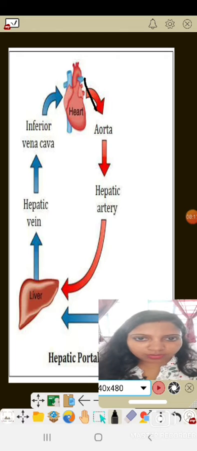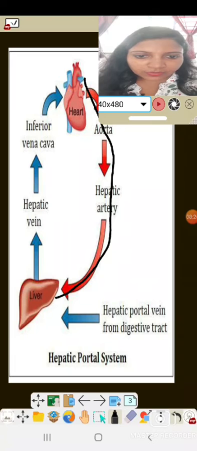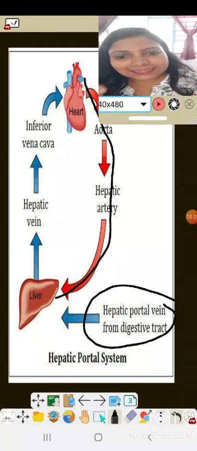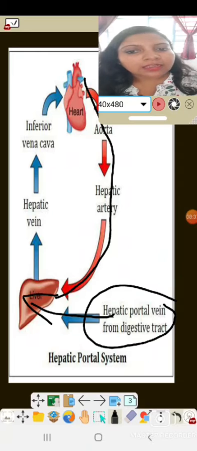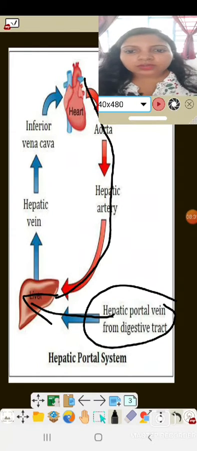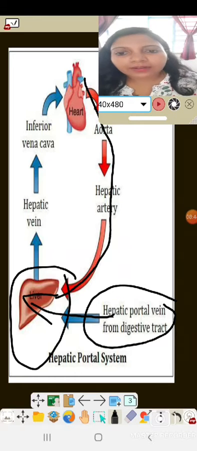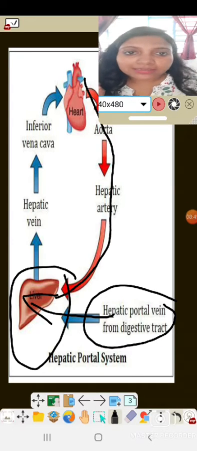Here in this process, we have the oxygenated blood, and then through the other way, the hepatic portal vein from the digestive tract, meaning from the stomach and intestines, will carry blood to the liver instead of carrying it directly to the heart. So the liver will detoxify, will render all the substances harmless, and it will convert the excess glucose into glycogen to store in the liver.